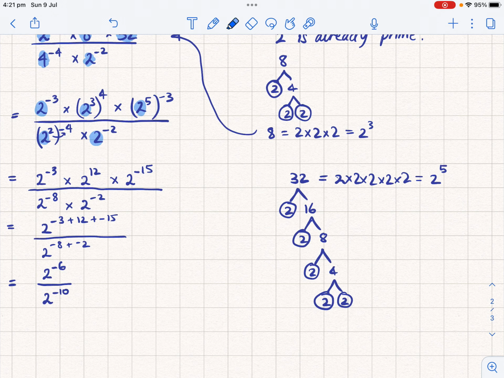My next index law, I am dividing. So how do I manage division? I'm going to keep the base and subtract the powers. So it's 2 to the power of negative 6 minus negative 10, which is 2 to the power of positive 4. And you can see by not worrying about the negatives till the very end, I haven't had to swap any numbers from the numerator to the denominator. And this is my ideal situation where I don't have to worry about rearranging whether the negatives are on the numerator or denominator and playing around with negative index laws. Okay, so that's my final answer, 2 to the power of 4.